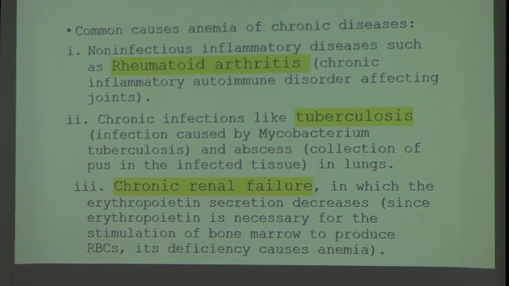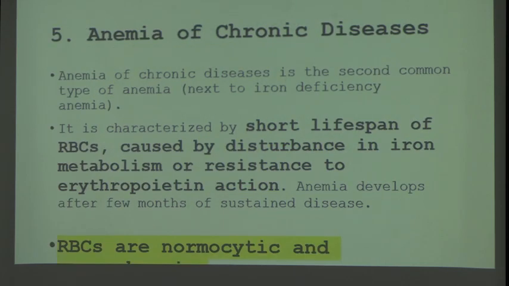What are the diseases? Rheumatoid arthritis, tuberculosis, chronic renal failure. So they may cause anemia of chronic diseases. So how many classes of anemia are there etiologically? Five. What are these?